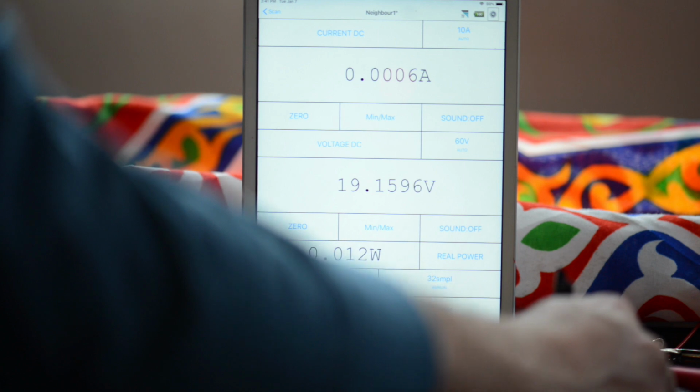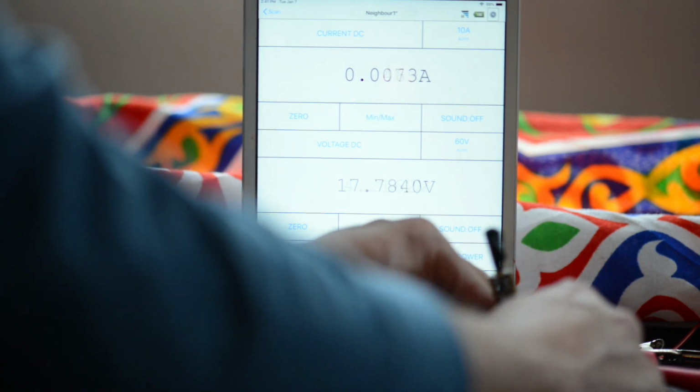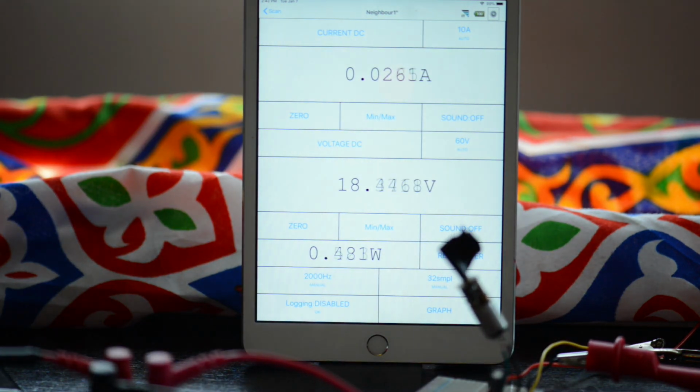Let's go ahead and connect the motor, the load. As you can see, the voltage only dropped by about a volt. So the module is acting like it's open, very close to the open circuit voltage. It's drawing about 30 milliamps, and right now the motor is consuming about half a watt.